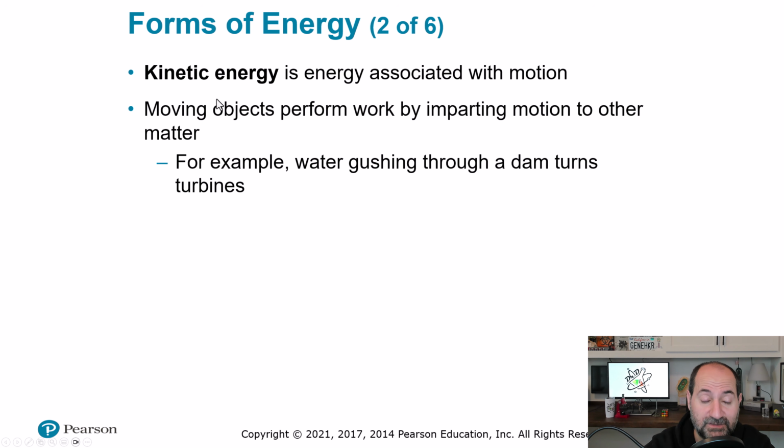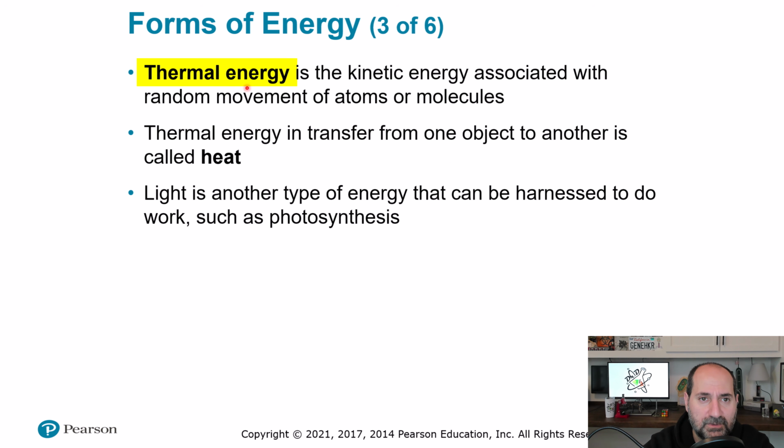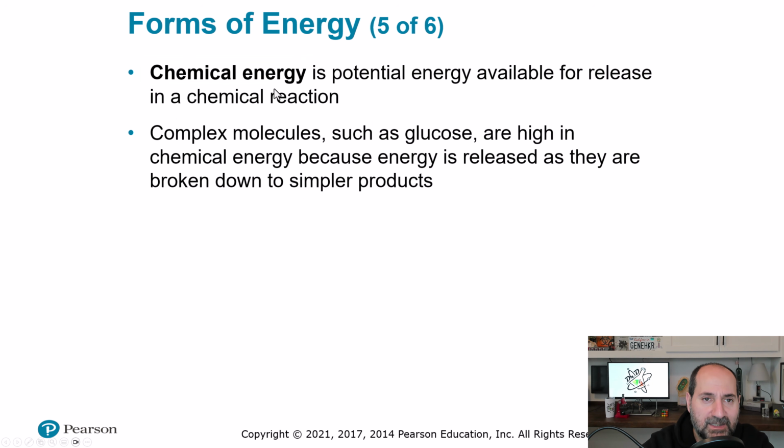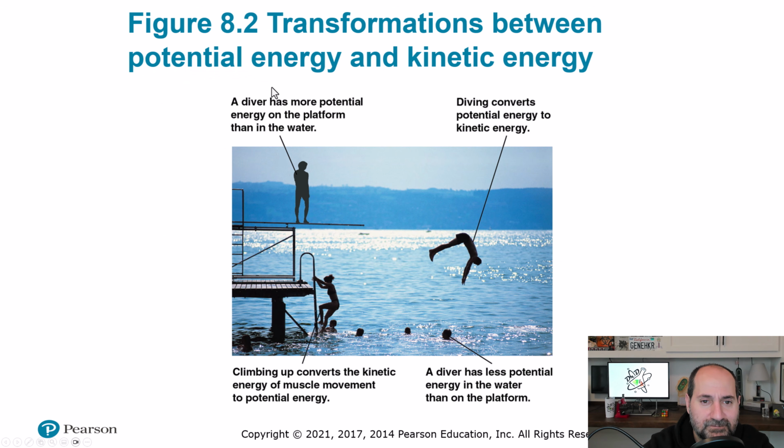We then talked about different forms of energy. You should know all these forms of energy. What is kinetic energy? What is thermal energy? What is heat energy? And you should know that thermal energy is a form of kinetic energy. And then we talked about potential energy, which is energy based on a substance's location or structure. And you should know that chemical energy is a form of potential energy based on structure.